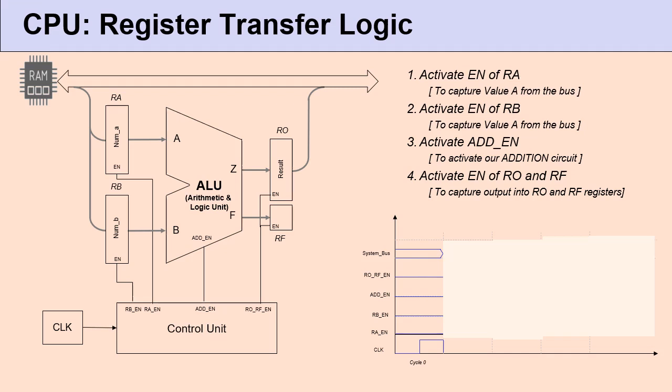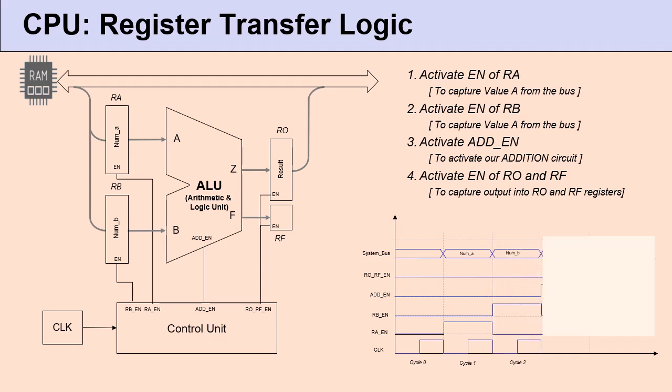A timing diagram shows the status of all signals and the data against the clock cycle that it is operating on. For example, the addition operation that we discussed right now will require 4 clock cycles to complete. During clock cycle 1, the system bus will have the number A value and the control unit will activate the enable signal to register A, or enable RA, to let the register know that the value has to be copied from the system bus into itself.